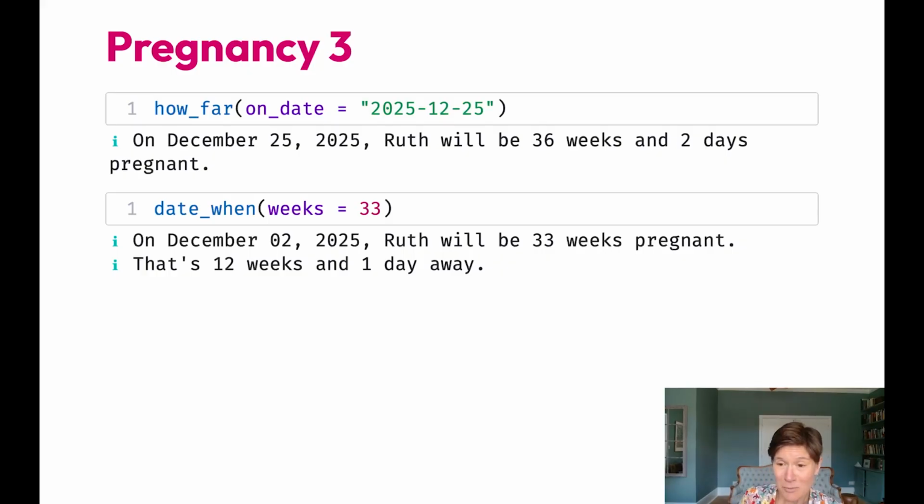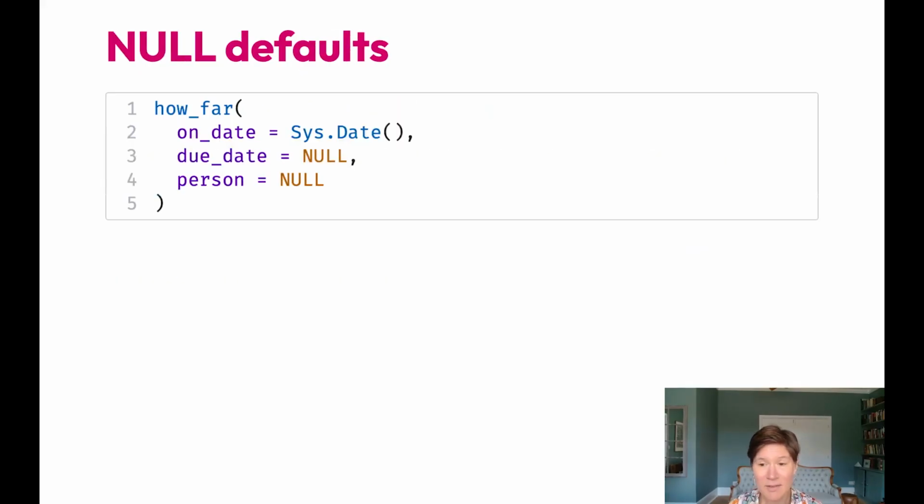So how does it work? How can we make the package a pleasure to use by making it easy to call these functions without needing to specify these arguments like the due date and the person that aren't going to change each time you use the package? This is the function signature for how far, and you'll see that the due date and person arguments are both set by default to null.